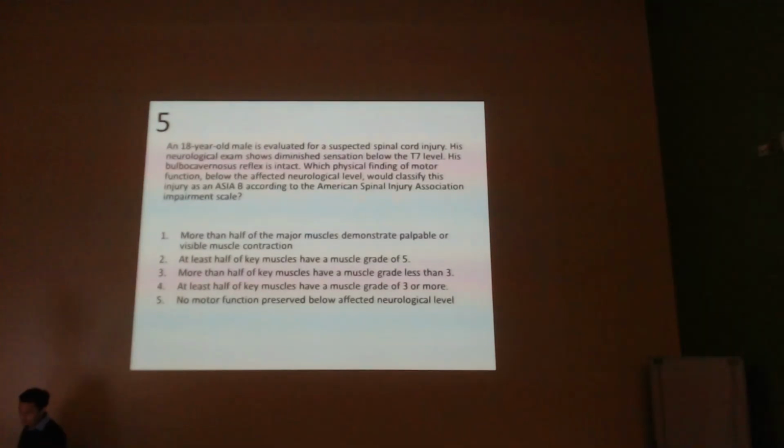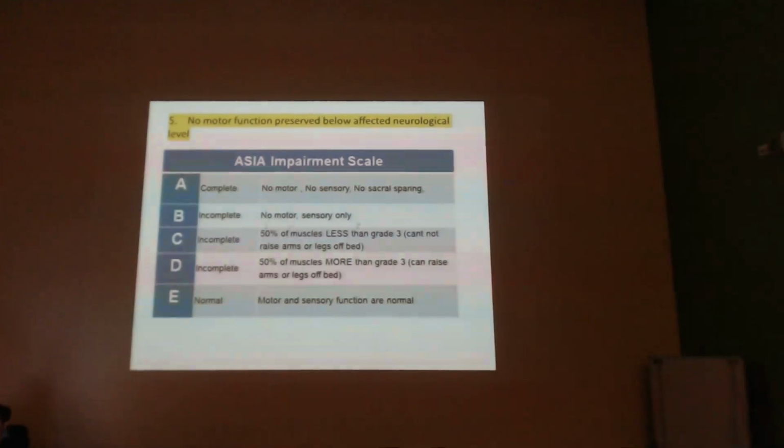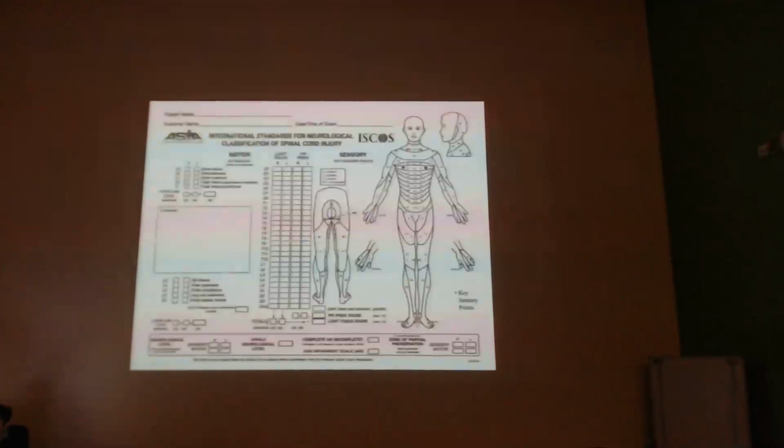So ASIA B is no motor function, but some preserved sensory function. So I think 5 is the only one. So he's out of spinal shock. Okay. At least half a chemo. That would be ASIA B. Are you guys happy with that? Yeah, cool. Let's say no motor, sensory open. Cool.